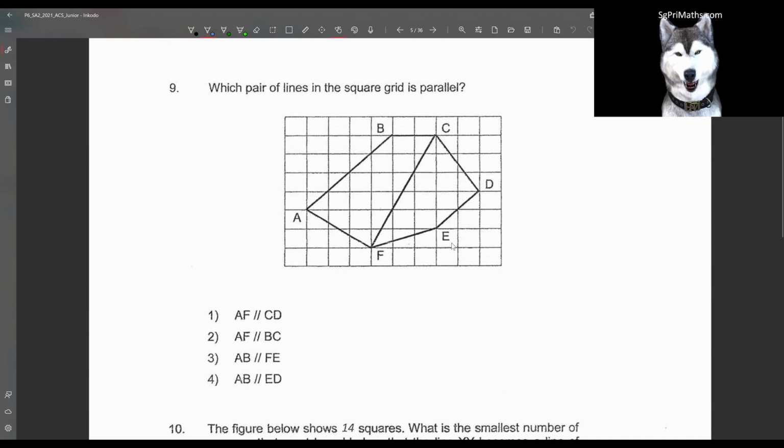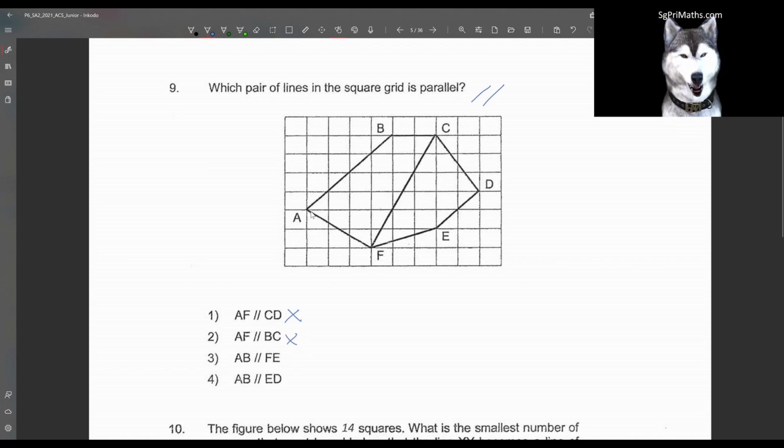Question 9. Which pair of lines in the square grid is parallel? So parallel is the same direction. So let's see. AF and CD. So AF is 3 squares across, 2 squares down. But CD is 2 squares across, 3 squares down. So nope. BC is like horizontal, AF is slanted, so definitely wrong.